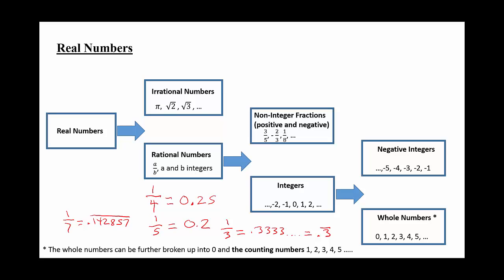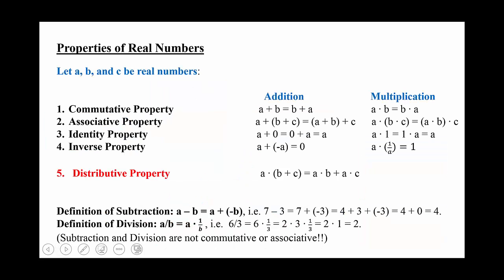So those are all the different sets that we can break up the real numbers into. Hopefully you have a pretty good idea now of what the real numbers are. Now let's go to the properties of real numbers. The first part is that we have two operations that we can do on real numbers, addition and multiplication. And then we have some properties that are satisfied.